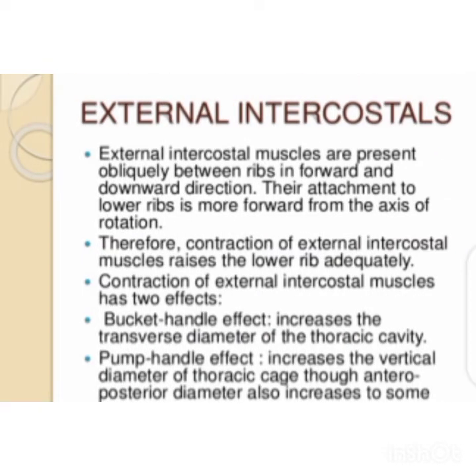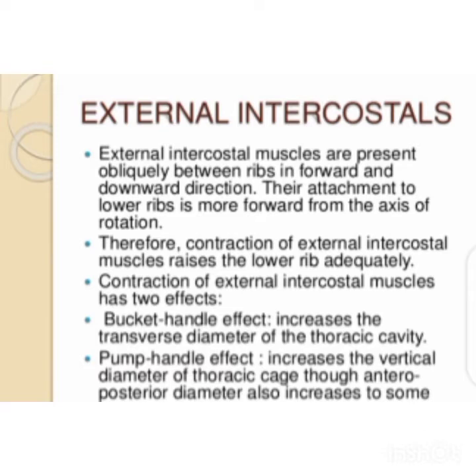External intercostal muscles are present obliquely between ribs in forward and downward direction. Their attachment to lower ribs is more downward from the axis of rotation. Therefore, contraction of external intercostal muscles raises the lower rib adequately.